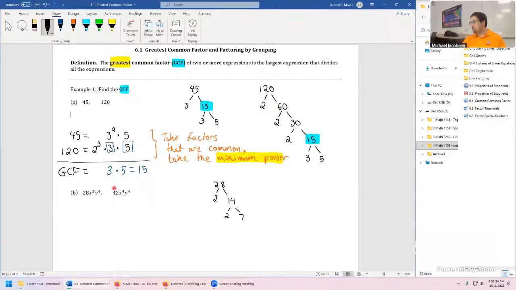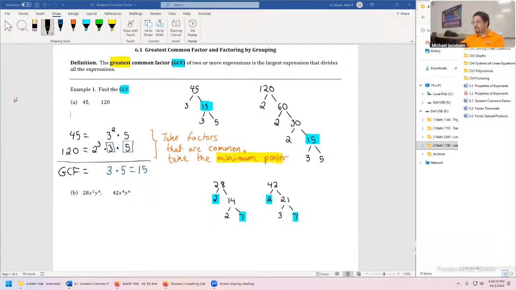Then rinse and repeat for 42. We can divide that by 2 to get a 21. Next divisor is 3, goes in 7 times. And we see a greatest common factor between them. It looks like it's going to be 14. The factors that are in common are the 2's and the 7.